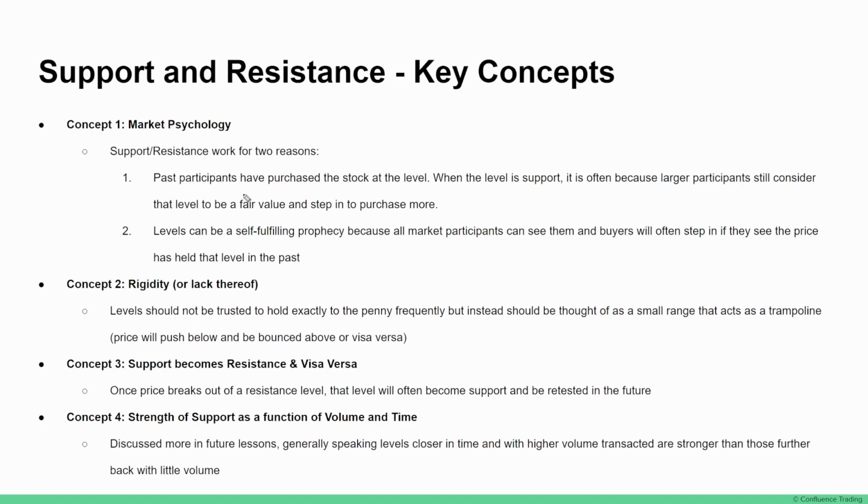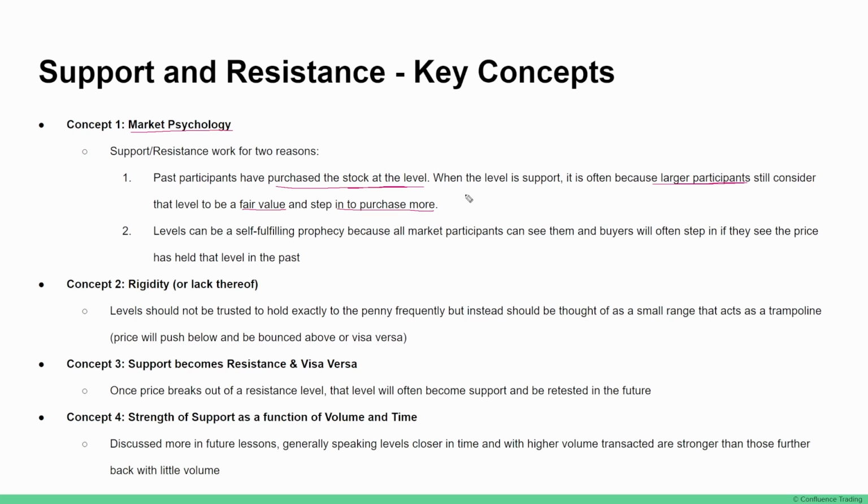All right, so there are 4 concepts that I want you to memorize and put into practice with support and resistance. The first, which we've already talked about and showed examples of on the previous slide, is that these levels work because of market psychology. And the 2 main reasons I want to show you are, first, past participants have purchased the stock at this level, okay? So when that level is then retested later on, you get these larger participants on these higher time frame levels that still consider that particular price point to be fair value. And so they will actually step in to purchase more of the stock.